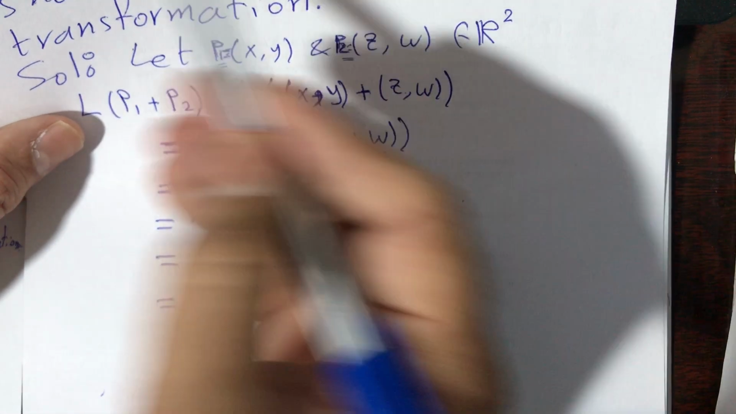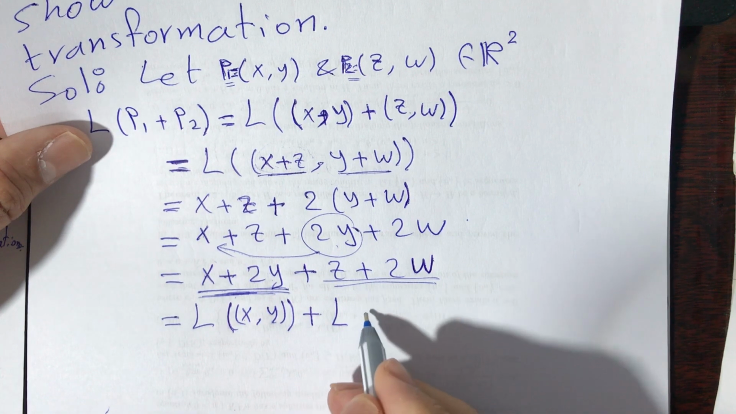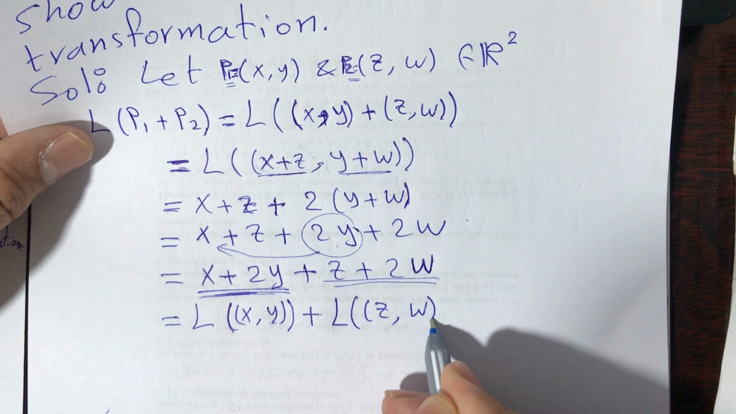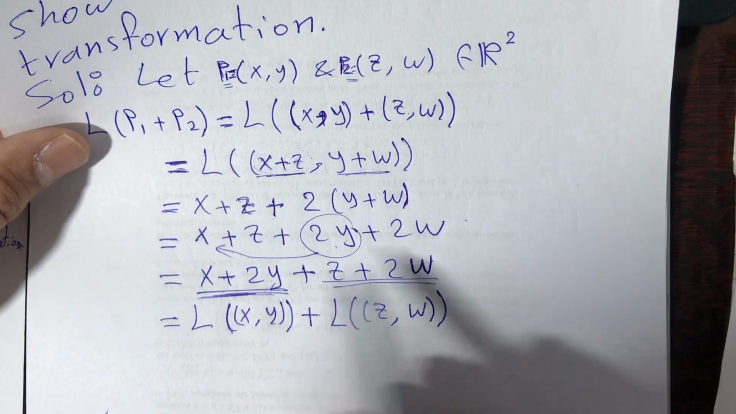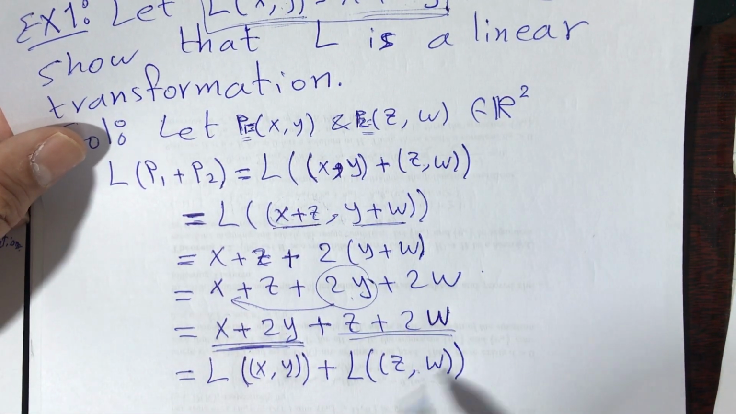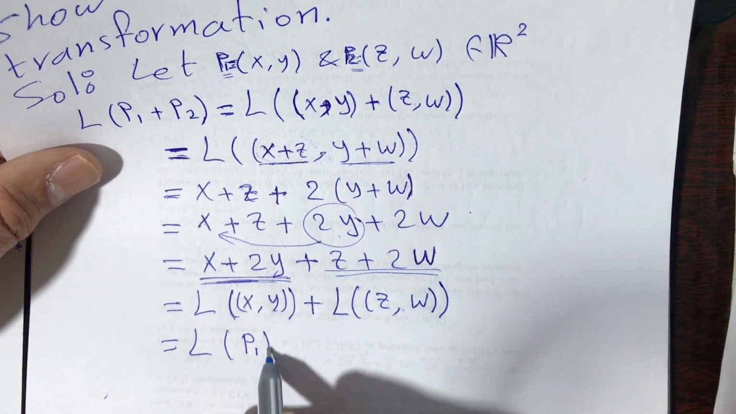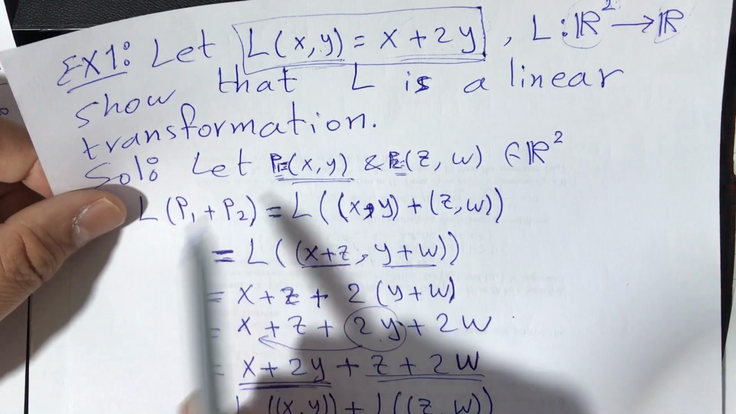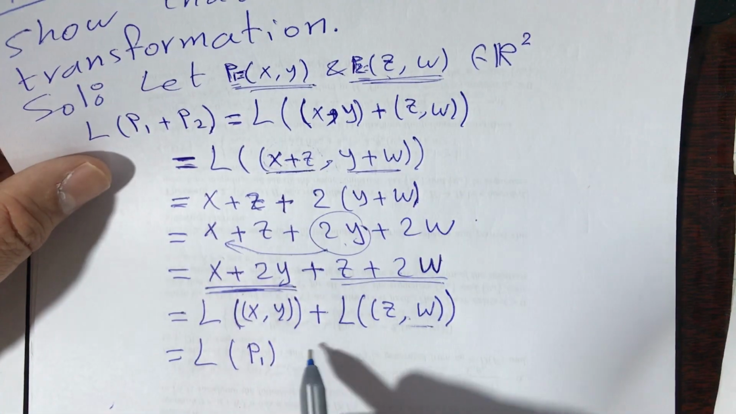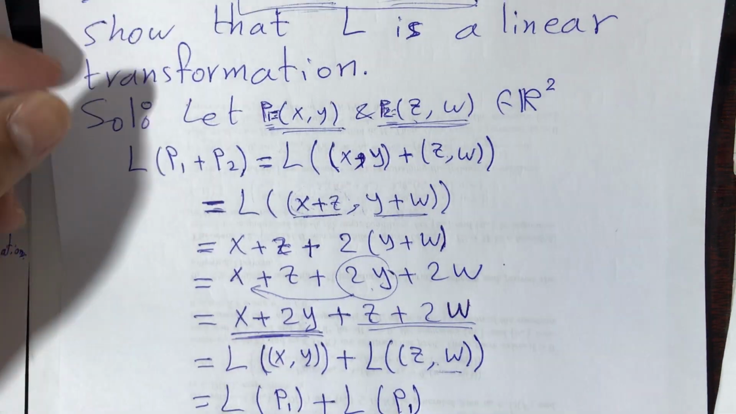So we make it back. This is equal back. And plus L of z, w: also z is the same and just 2w. Coming back, x plus 2y, and this is z plus 2w, so this is z, w. And now this is equal to L of P1, because this is P1, and this is P2 from the definition at the beginning. This is L of P2. So now we satisfy the first condition.